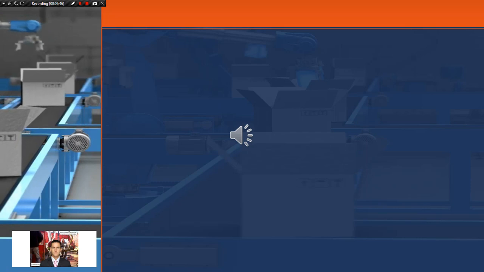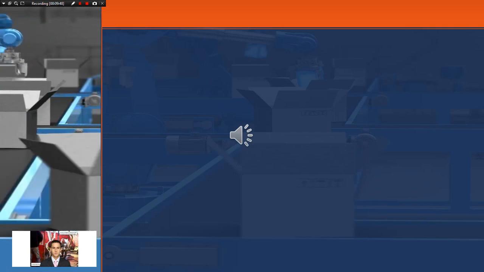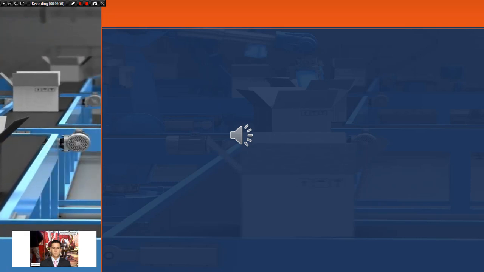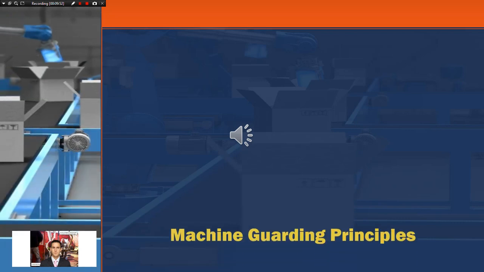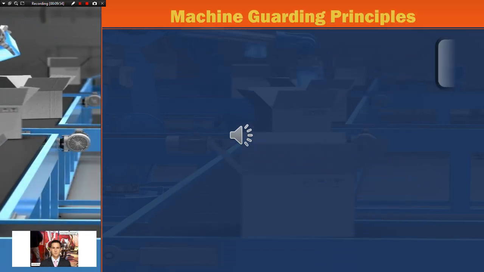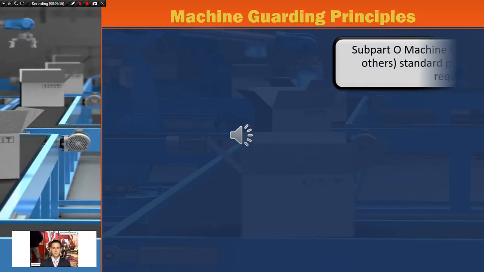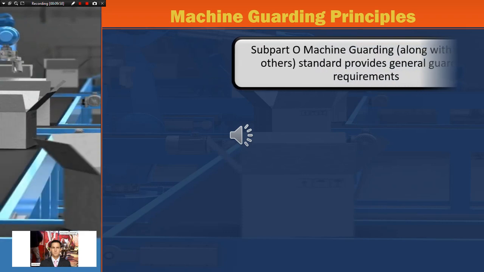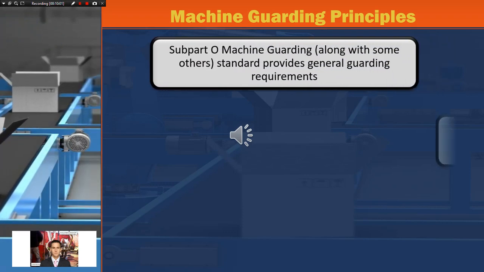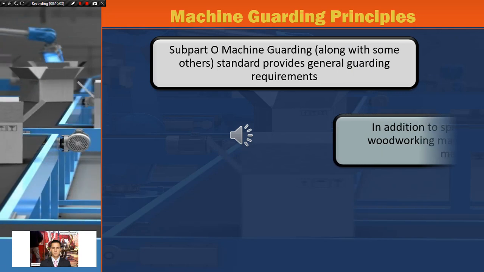Machine guarding principles. The machine guarding standard, along with some others, provides general guarding requirements, in addition to specific requirements for woodworking machinery, abrasive wheel machinery, as well as mechanical power presses and power transmission devices.